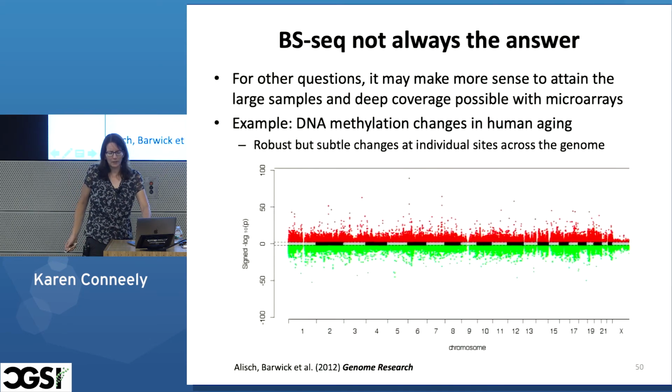For other studies, BS-seq may not be the answer. I study human aging, where we're looking at very subtle changes that may occur over the lifespan. Here, at the state we're at now, I don't think we have the coverage to pick up these kinds of changes with things like whole genome bisulfite sequencing, not with the coverage and the samples that we currently have access to. So in certain studies, arrays may still be the best solution.